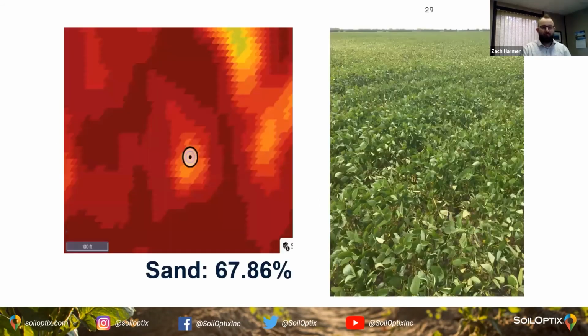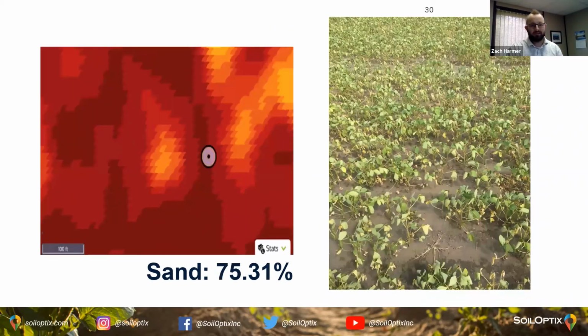And this is a great example here. The smallest of little areas in this field, roughly about 100 feet wide, was about 67% sand. And you can see that bean crop, not too bad, right? Middle of the summer here. And we can see as we go just about 150 feet to the east, a little bit higher sand, about 75%, and we can see the response of that crop.